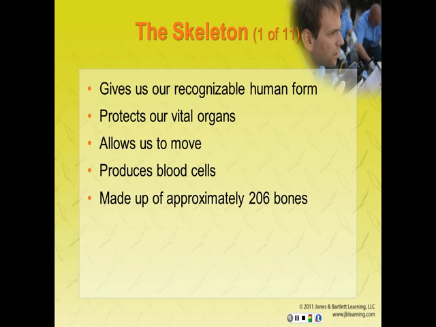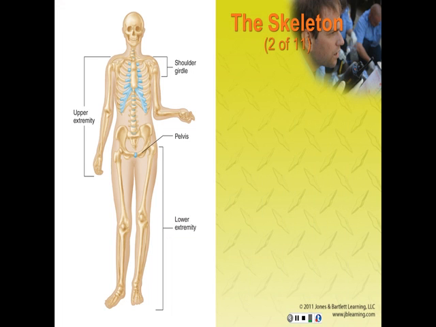The skeleton, which gives us our recognizable human form, protects our vital internal organs and allows us to move. It is made up of approximately 206 bones, and the bones also produce blood cells in the bone marrow and serve as a reservoir for important minerals and electrolytes. You can see a picture of our human skeleton here.